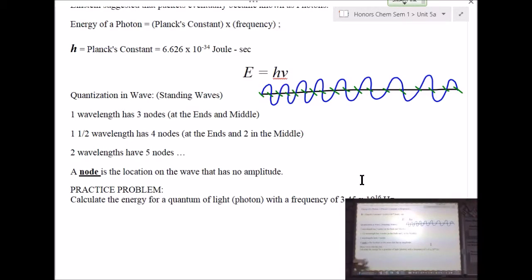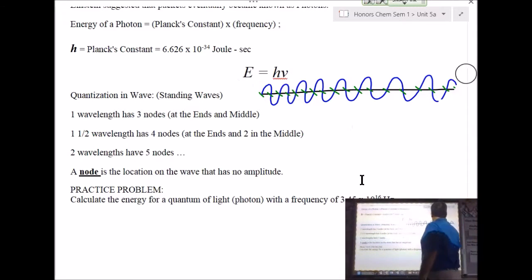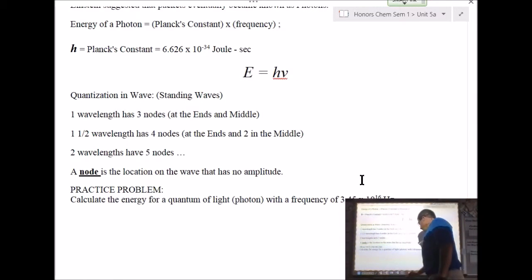Alright, so any questions on how to determine how many nodes you have? Again, it's the point where there is no height or depth. Okay. Alright, let's do a practice problem.